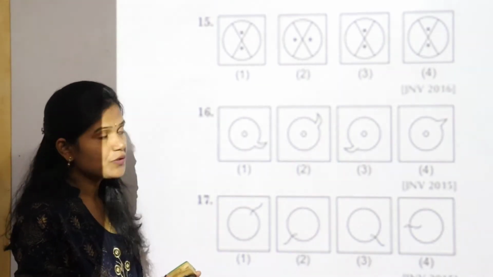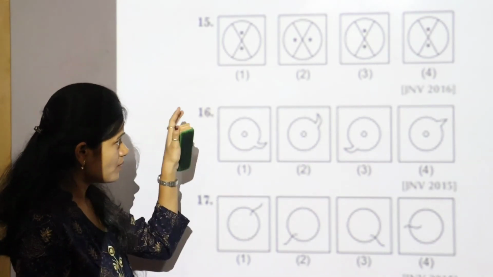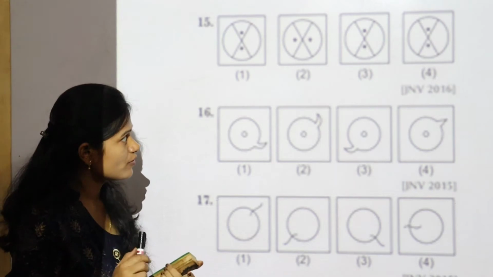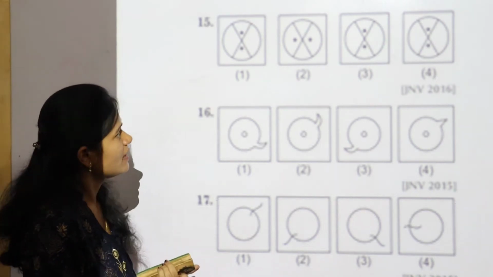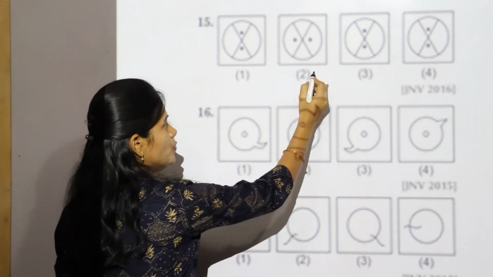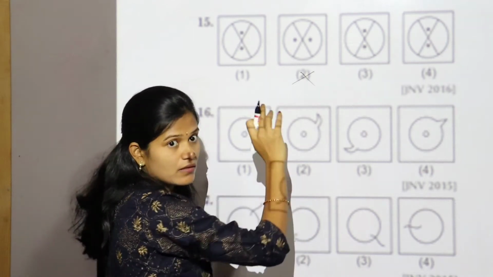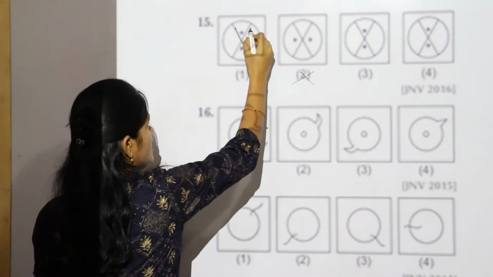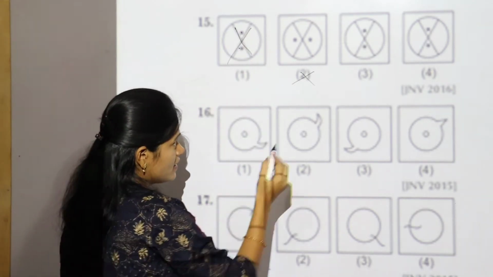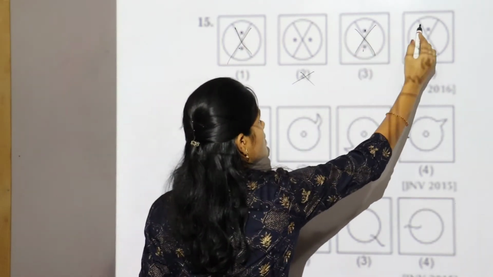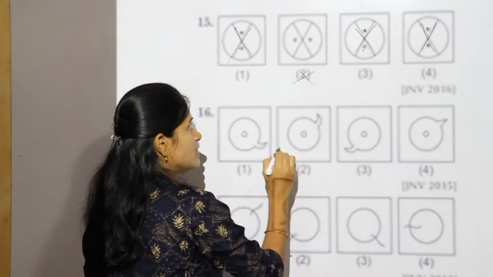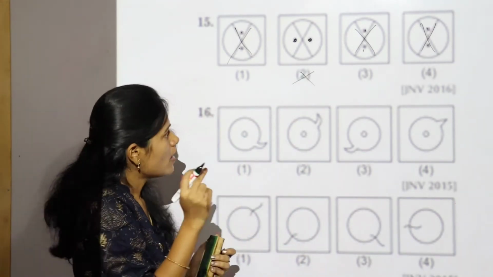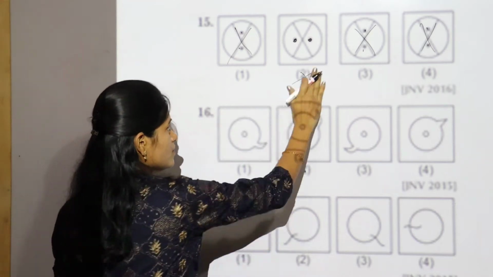Let's take 15th question. First you observe all the boxes carefully. By observing we identify that except 2, the remaining figures are in the same design. See here this cross point, this cross point, this cross point, but in the second, these 2 points are in horizontal. So our answer is the second one.